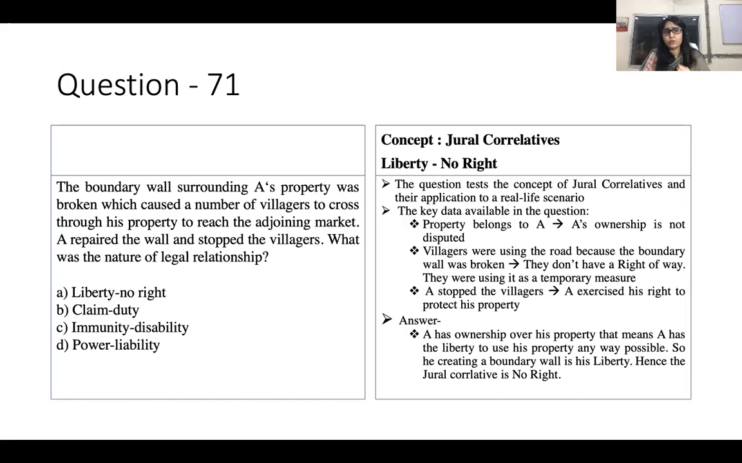So now let's see what the answer will be. A has ownership over his property. That means A has the liberty to use his property any way possible. So creating a boundary wall is his liberty. Hence the dual correlative here is no right, right? So option A is the answer, liberty, no right.